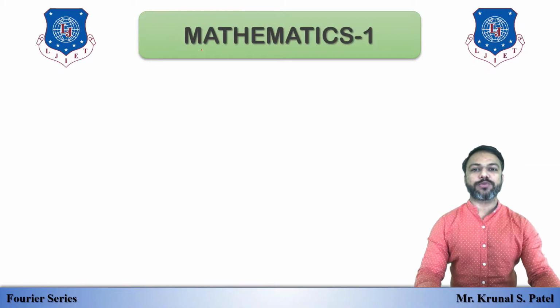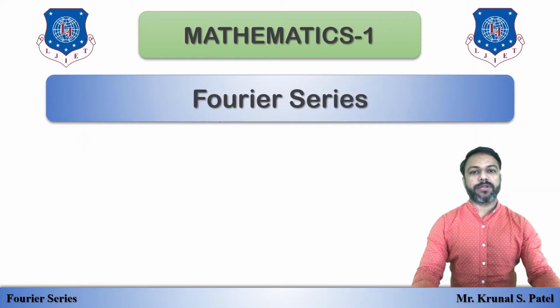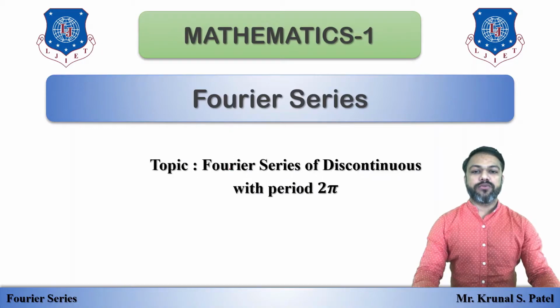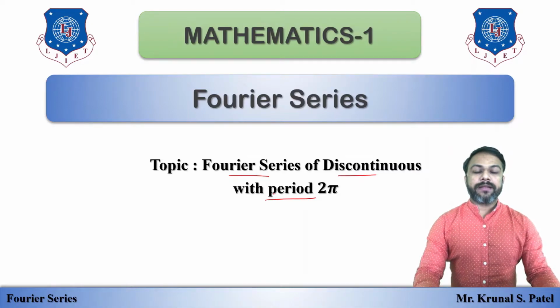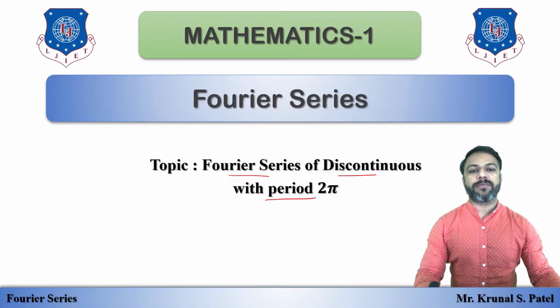Let's start with the course Mathematics 1 and the chapter is Fourier series. Today's topic is the Fourier series of a discontinuous function with period 2 pi. In this topic, today we just have to understand the discontinuity of the function. Other than that, the same process as in the previous lecture is applied in the examples.